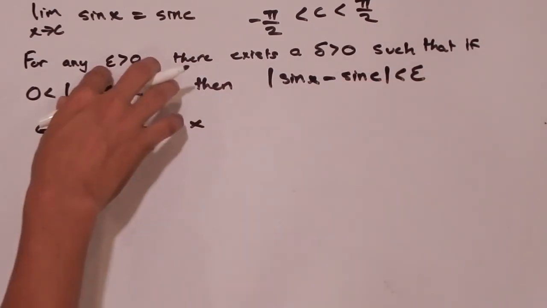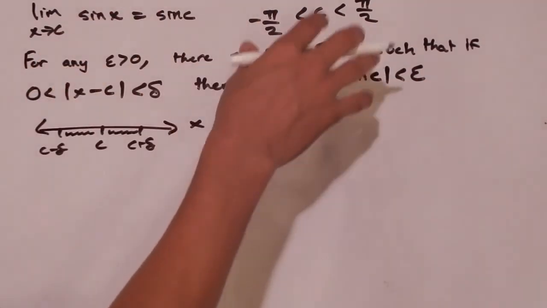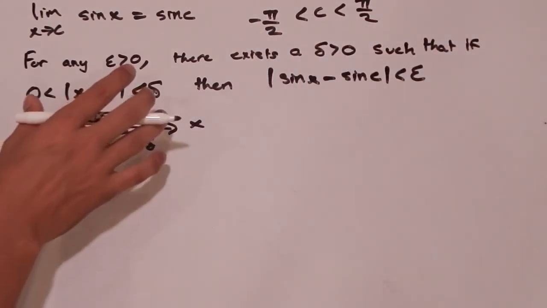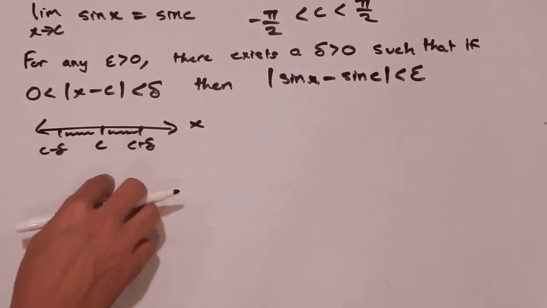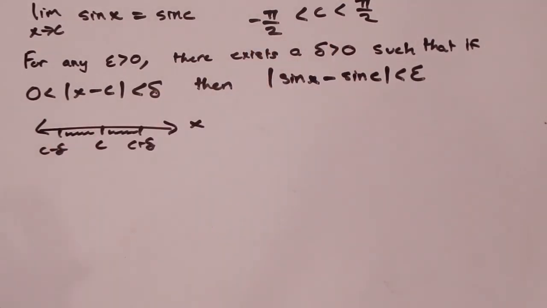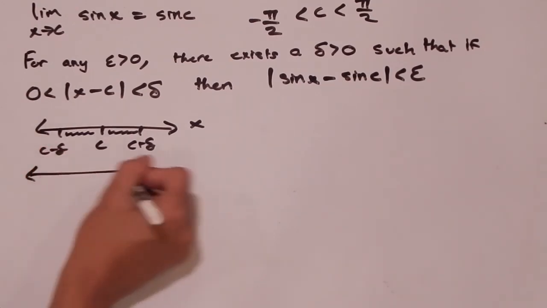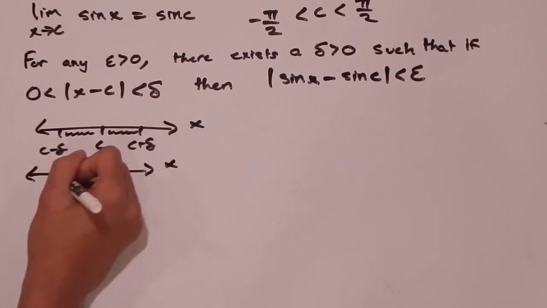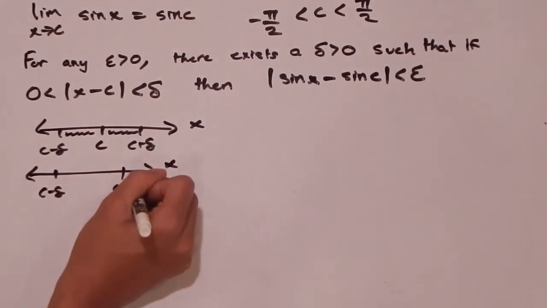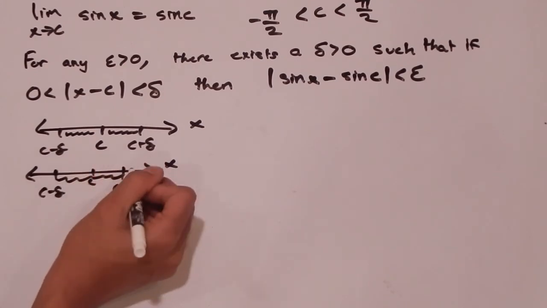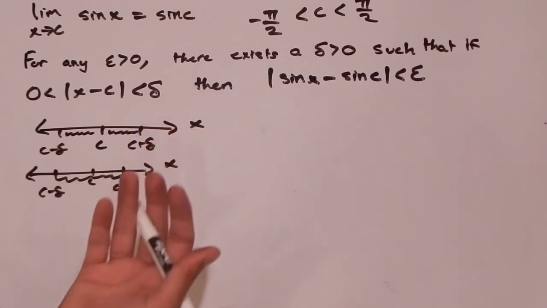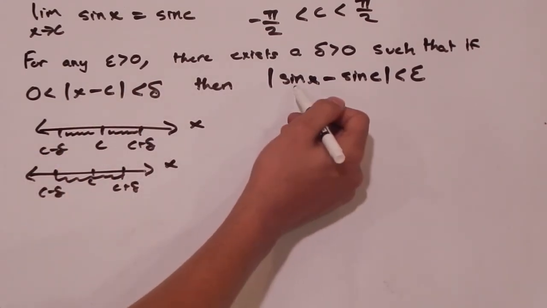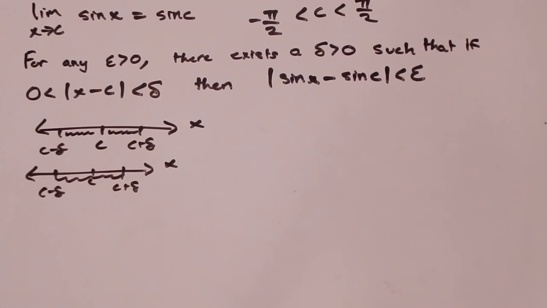So for any epsilon greater than 0, we have to show that that delta exists, such that if we pick an x value from c minus delta to c plus delta, not including x equals c, then the absolute value of sine of x minus sine of c will be less than epsilon. That is our goal. We're going to do that by actually showing that we can pick any x value from c minus delta to c plus delta, including c itself. Because if we show that, then we've still shown that all those x values excluding x equals c will still yield values of the absolute value of sine of x minus sine of c that are less than epsilon.